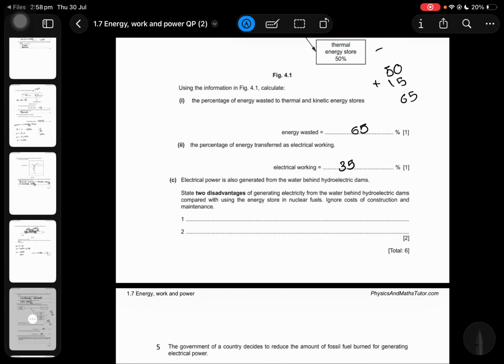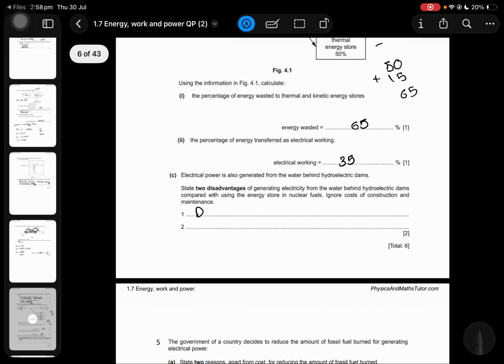Electrical power is also generated from the water behind hydroelectric dams. State two disadvantages of generating electricity from the water behind hydroelectric dams compared with using energy stored in nuclear fuels. Ignore cost of construction and maintenance. So one can be that it depends on rainfall, because we need water, so it depends on weather. And the second one can be that it can disrupt habitats, because there's just a bunch of water, so it disrupts habitats.